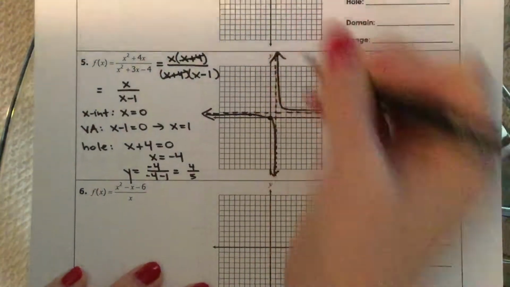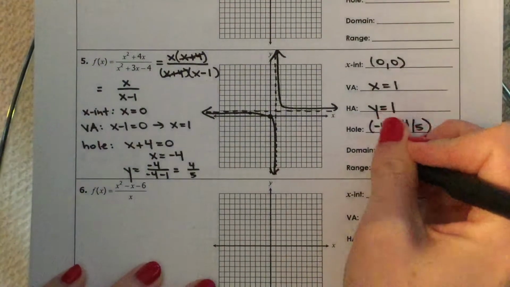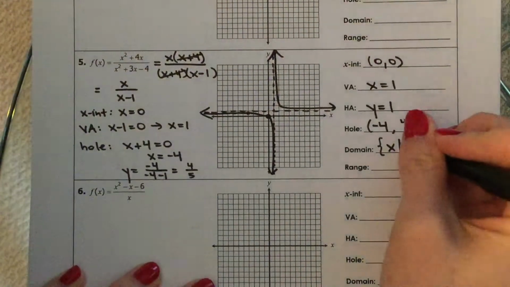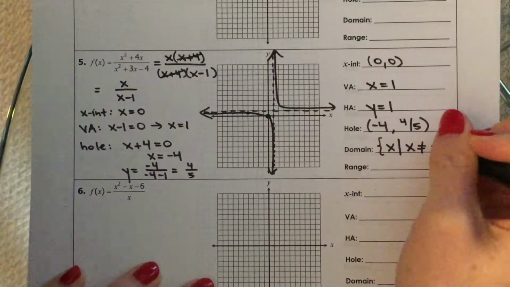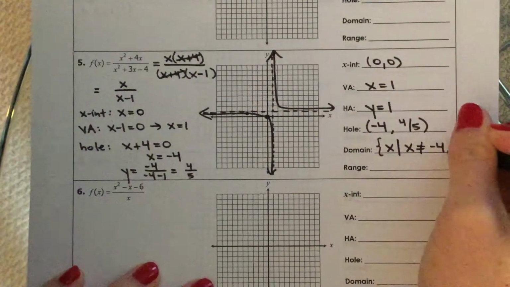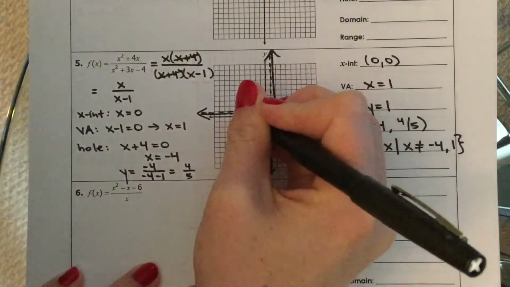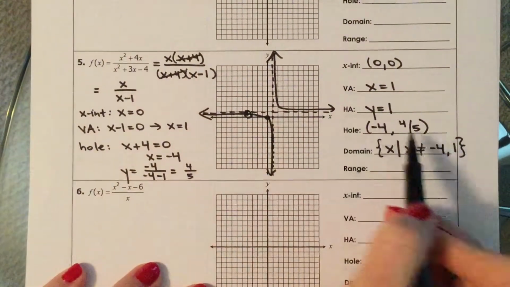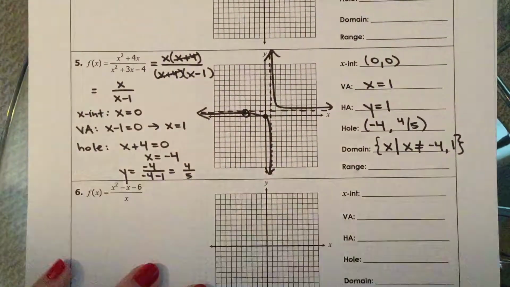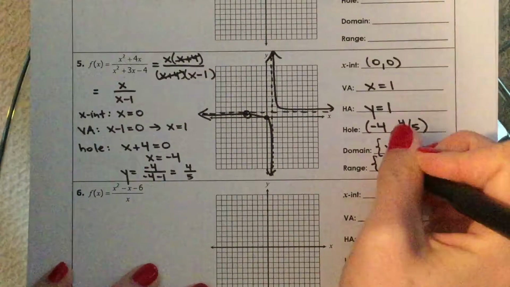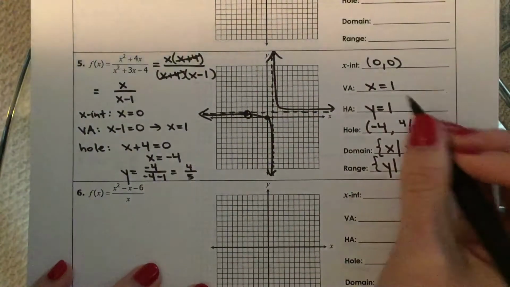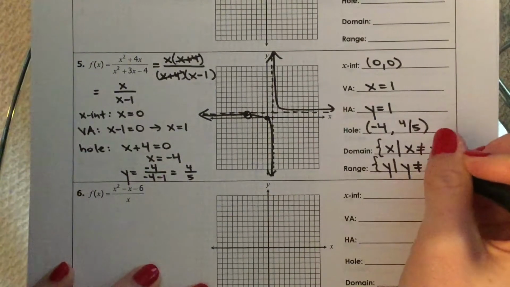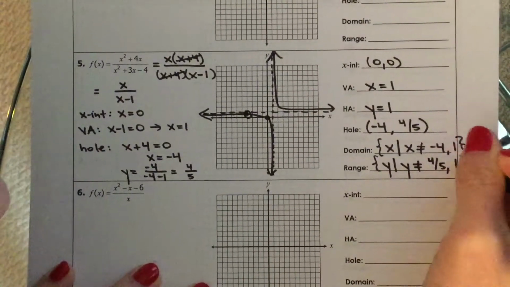Okay, so for the domain, exclude the vertical asymptote as well as the value of the hole. So x cannot equal a negative 4 or a positive 1. Whoops, this should have been plotted as a hole. Sorry, not a point. That point right there is the hole, so that should be open, not closed. The range, you exclude the value of the hole and the value of the horizontal asymptote. So y can be anything but a positive 4/5 or a positive 1.